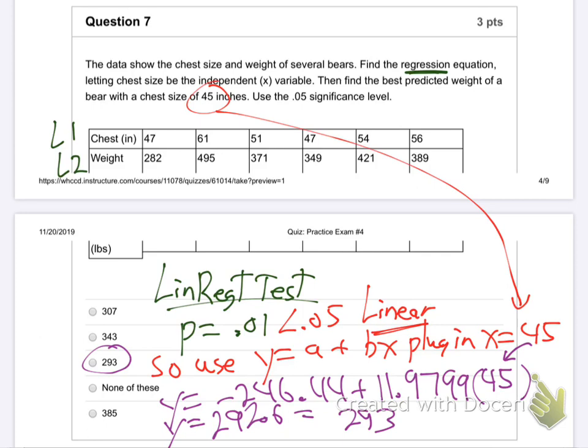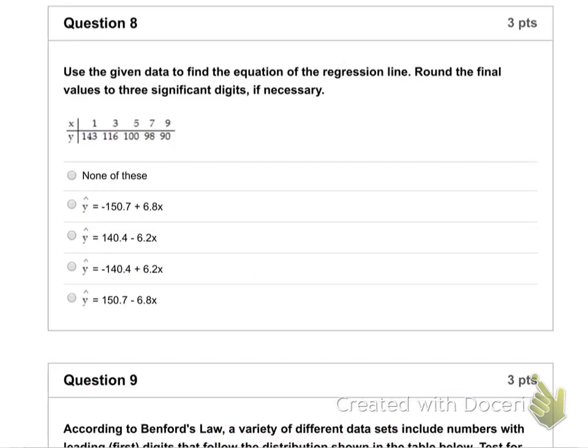If that p-value had come out greater than 0.05, then I would have just found the average instead. Right? We all good with following that on the exam 4 notes, number whatever it is, 9, I think? All right, on we go.